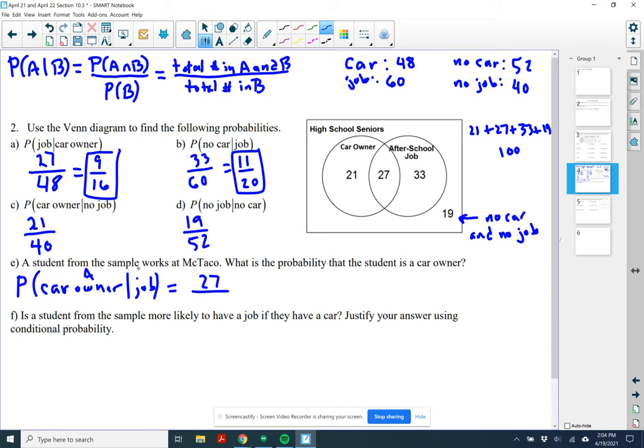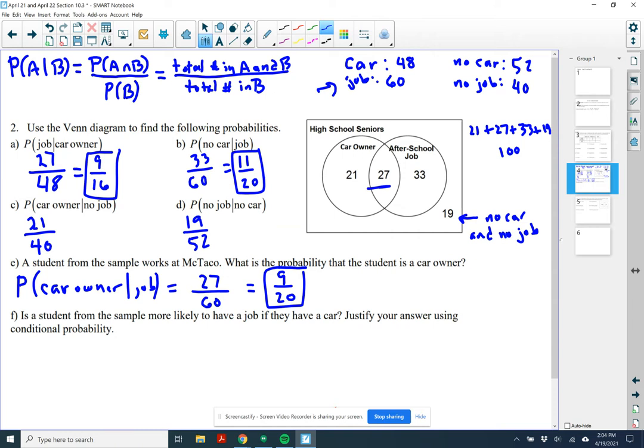Remember, here's my A, here's my B. So I find the number that are in A and B, car owners and job. That's the 27. And then we divide by the total in B. In other words, the total that have a job, that's our 60. We will reduce that fraction. We can take out a 3. And we get 9 out of 20. And we are done. So the probability is 9 out of 20.